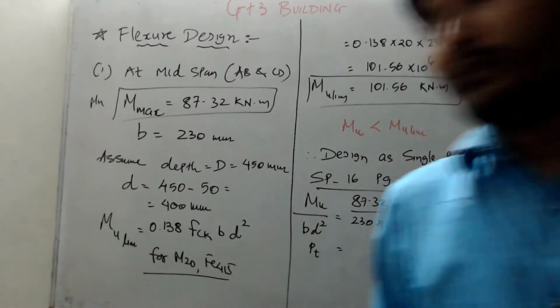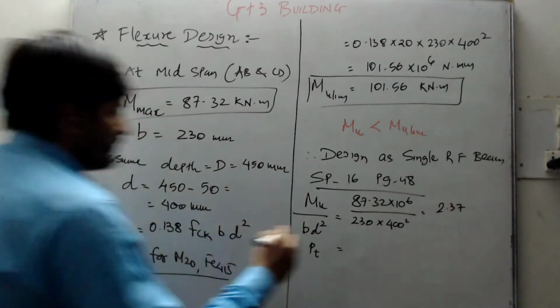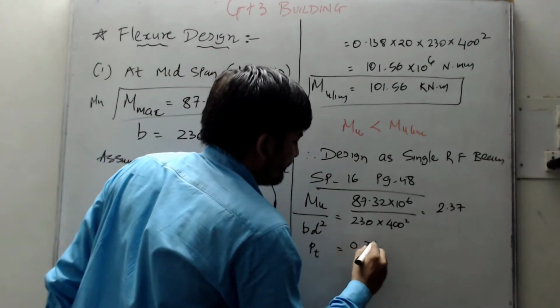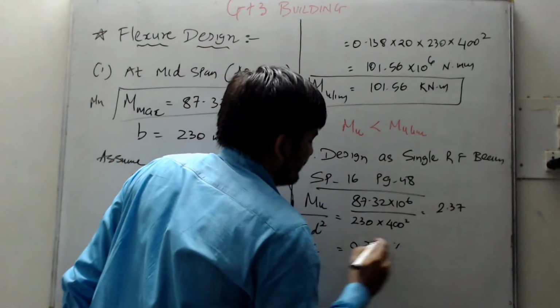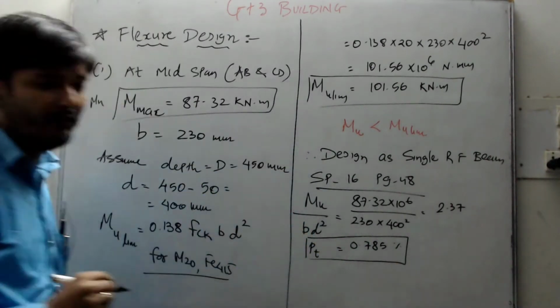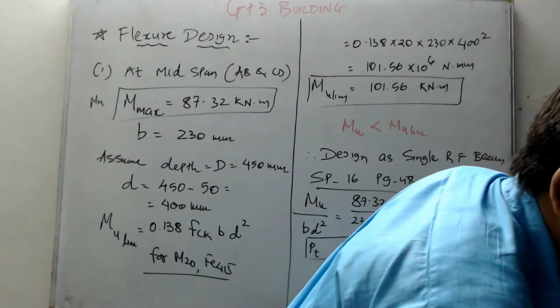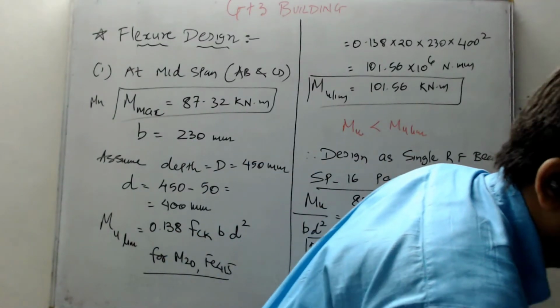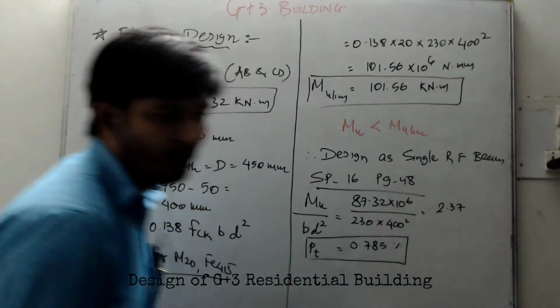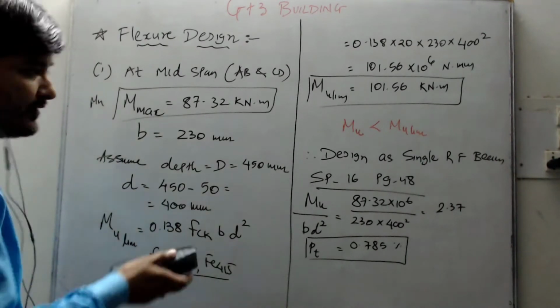If you do the interpolation, you will get the exact value as 0.785. 0.785% is your percentage of steel. So once you get this pt value, next you are supposed to find out the Ast, the area of steel.